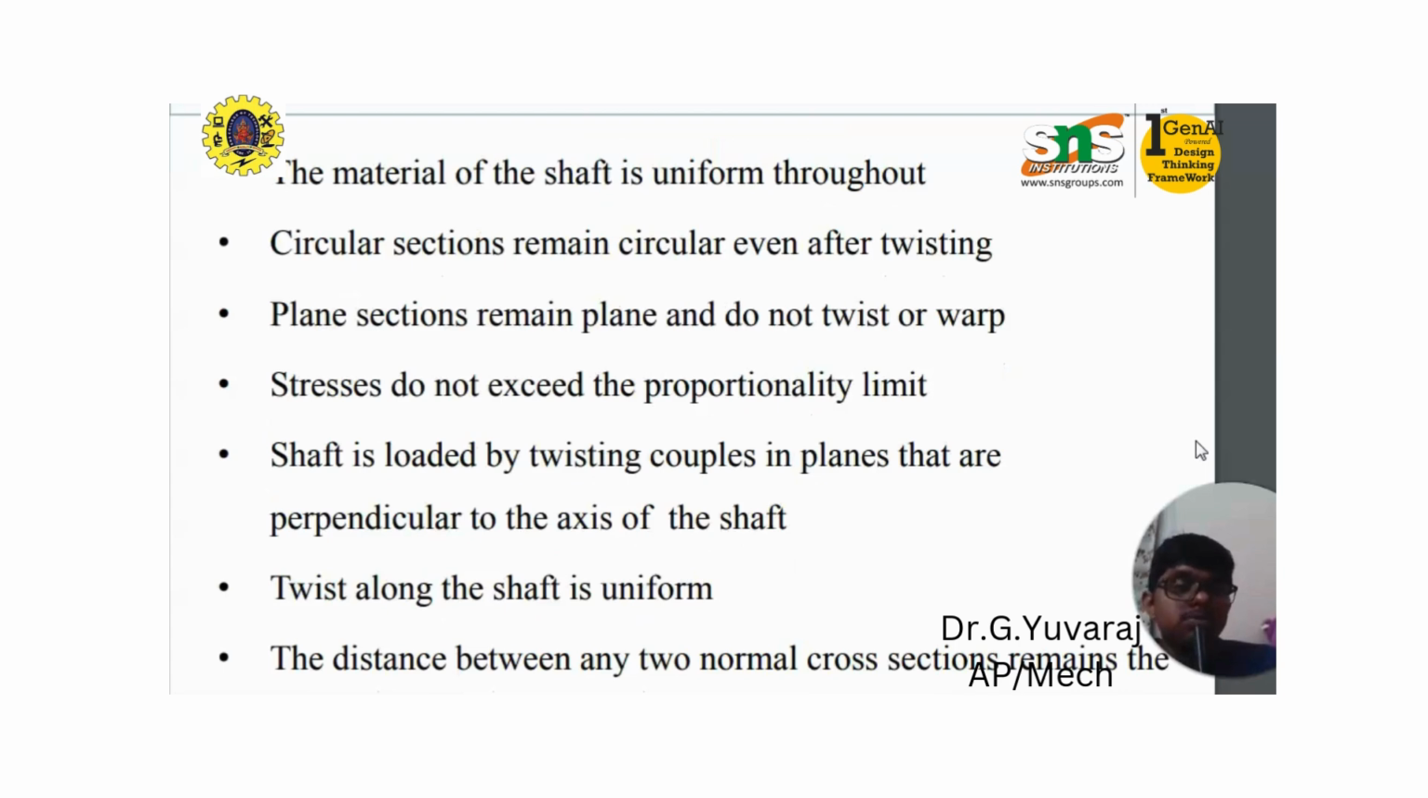Based upon these assumptions, we need to solve the torsional problems.